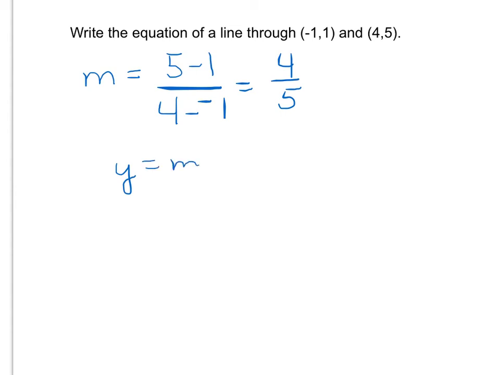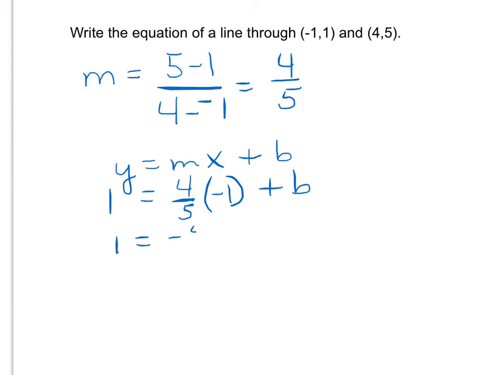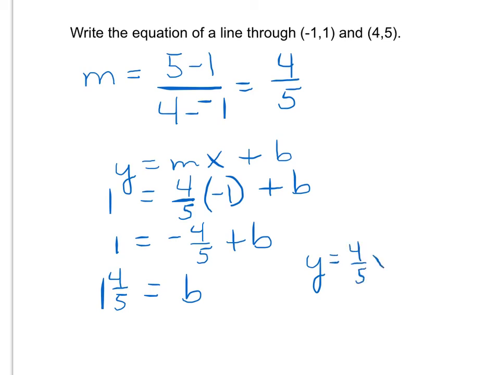So into y equals mx plus b. I'm going to substitute 4/5 for m. Now I like that negative 1, 1. That's a little bit easier to multiply by 1, so I'm going to use that one. Again, we substitute one of the 2 points. It doesn't matter which one you choose. And we get 1 is equal to negative 4/5 plus b. So we're going to add 4/5 to both sides, and we get that the y-intercept is 1 4/5, or 9/5. So the equation of this particular line is y is equal to 4/5 x plus 9/5.